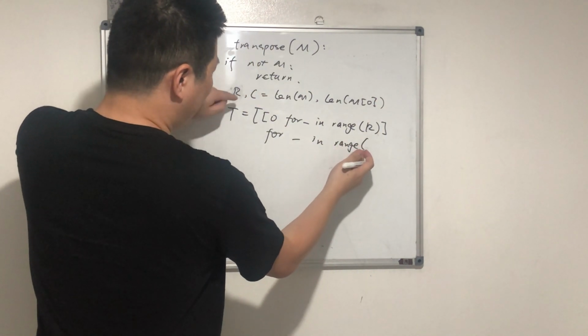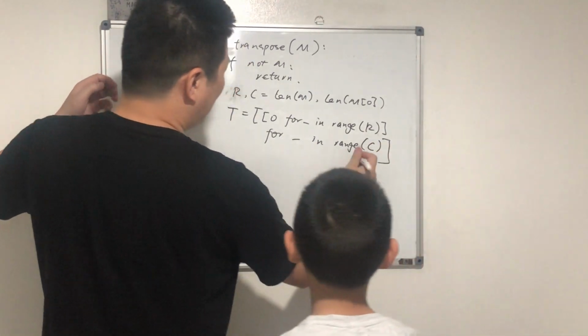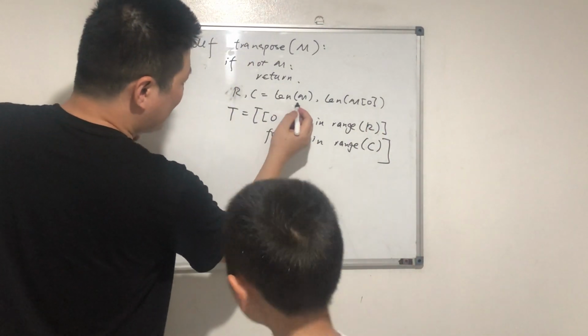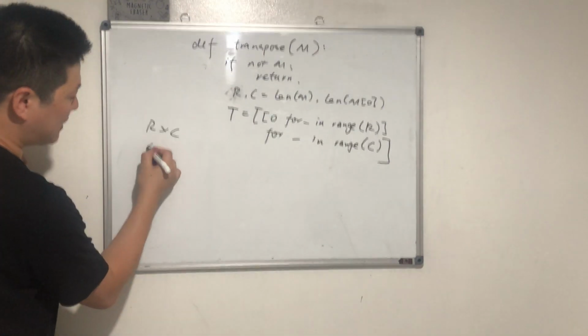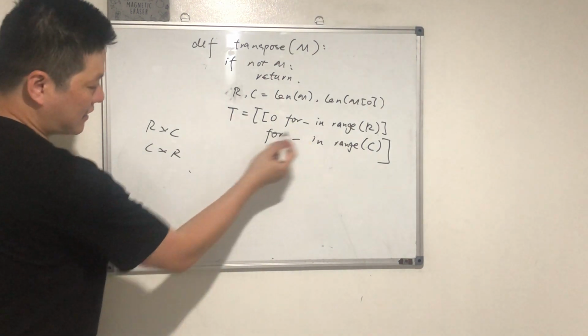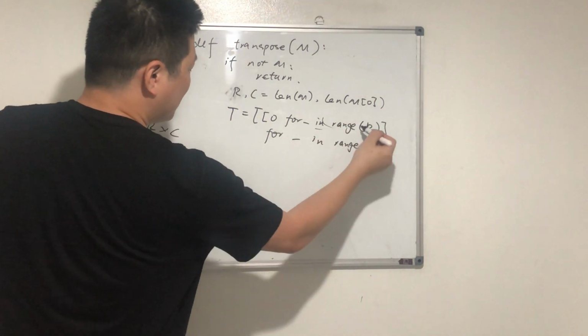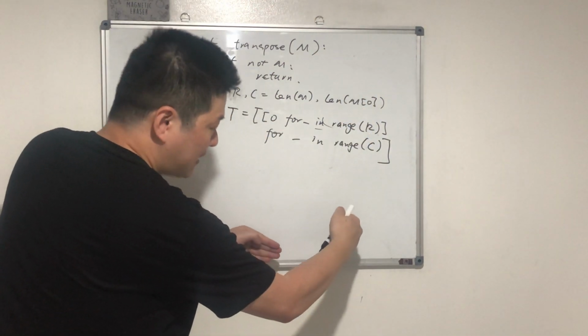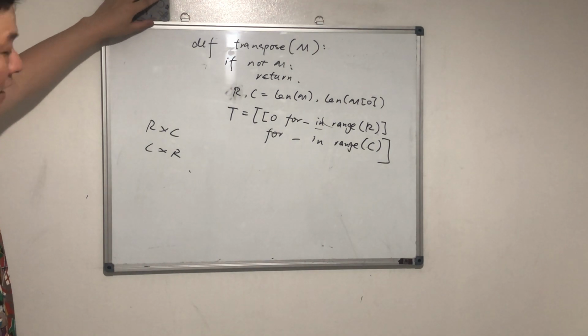That's the rows. It will become what? C, R. The original is R times C, right? And after I create this, it becomes C times R. This is the matrix for C times R: R columns and then C rows. Okay? Got it? Right, Eric? Yeah?